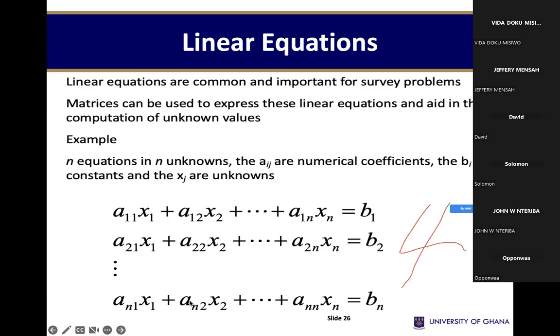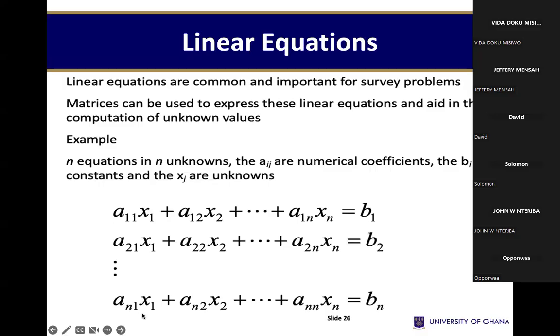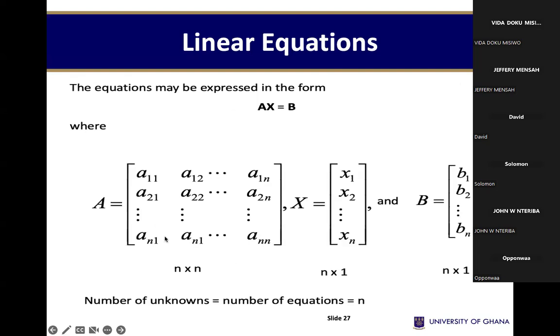As I mentioned, sorry, Junior, stop writing on the screen. All right, when you come here, you can see we have An1, An2, Ann. This is supposed to be An1, An2. This is An2, not An1 here again. So that's the matrix of coefficients.